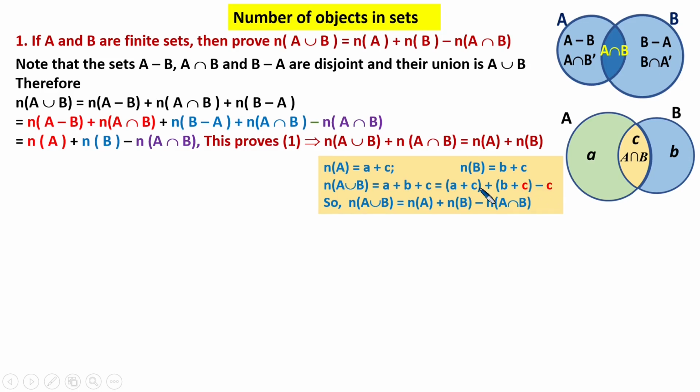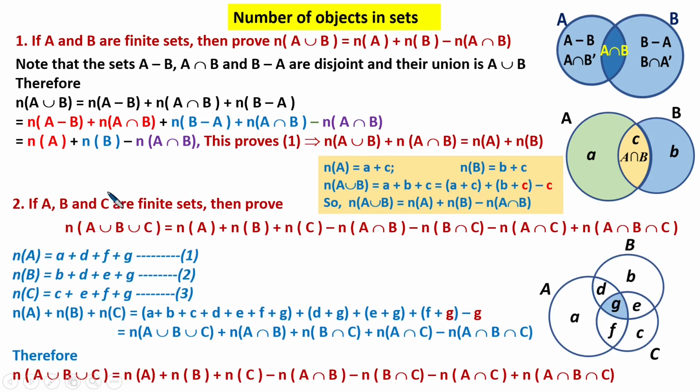So now I know that A plus C is nothing but number of elements in A, plus number of elements in B, and C is nothing but number of elements in the region A intersection B. So this is also very similar. Whichever you feel handy, you can use it. There is no unique way to solve these identities.